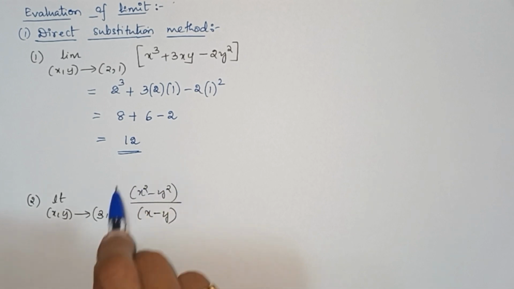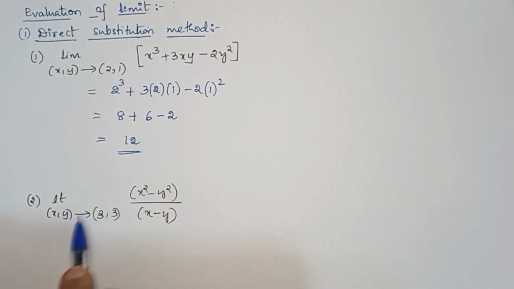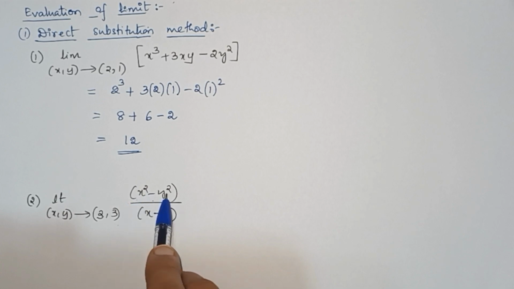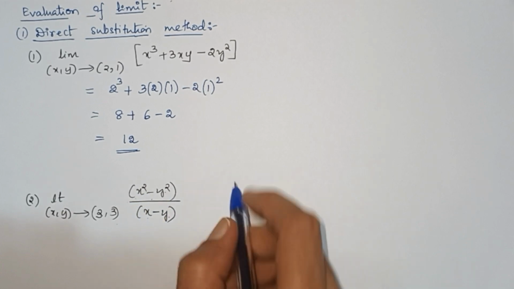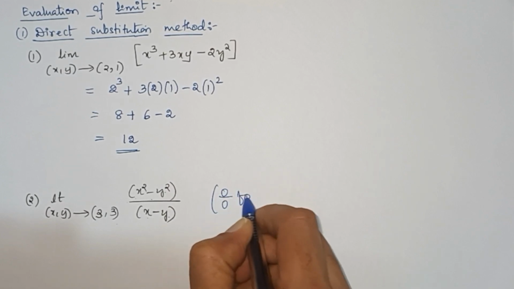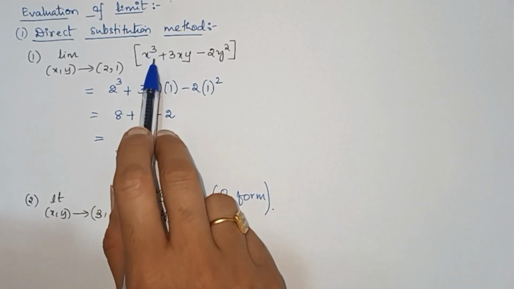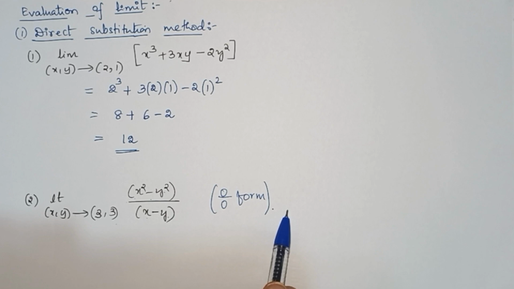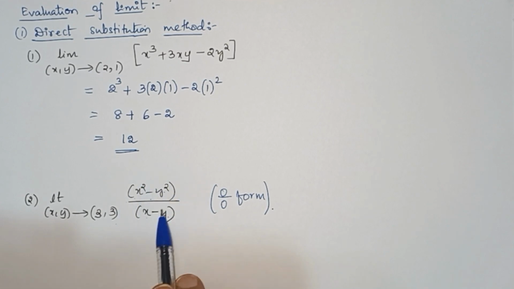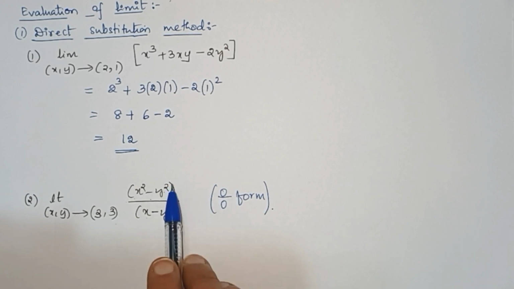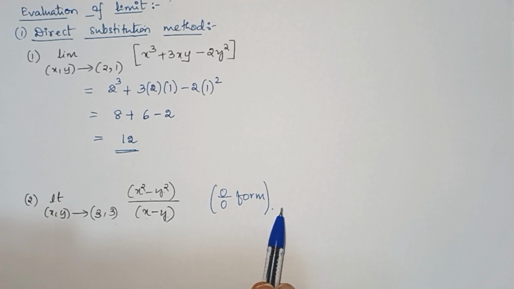Now similarly, consider the second problem. Here if you directly substitute the values of x and y into the given function, we will get 3 square is 9 minus 9 divided by 3 minus 3. That is, it is 0 by 0 form, which is an indeterminate form. So in this case, direct substitution gives you an indeterminate form. Is there any chance that if you convert this function to a new format, then when you apply the x and y values into that new format, it gives you a particular value?